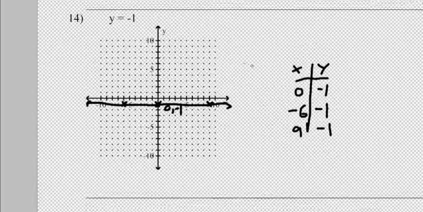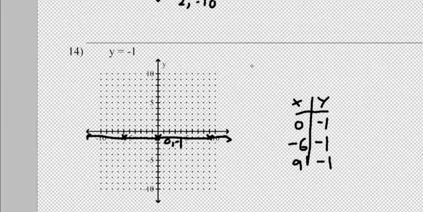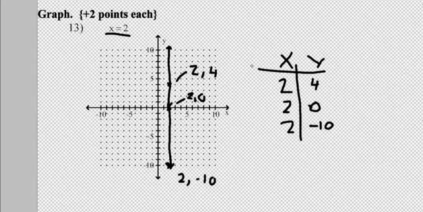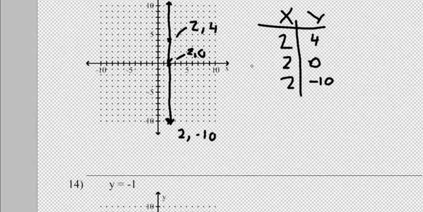Just remember the difference, all right? So again, y equals is a horizontal line at that number. X equals is a vertical line at that number. People get them back to front.